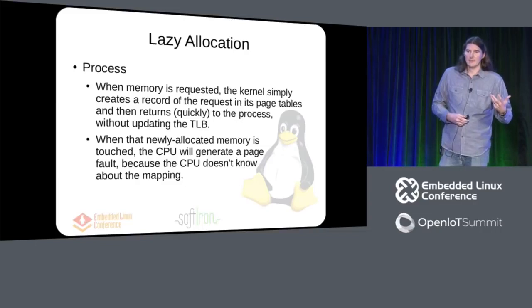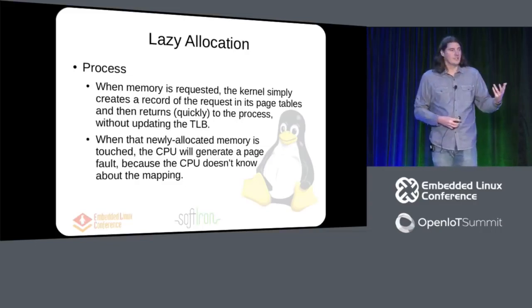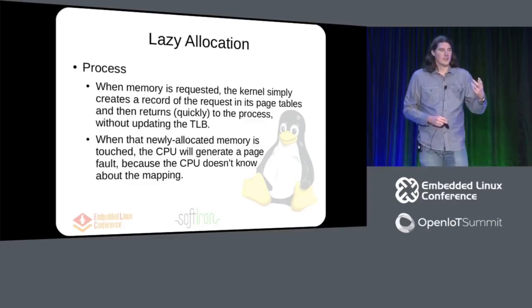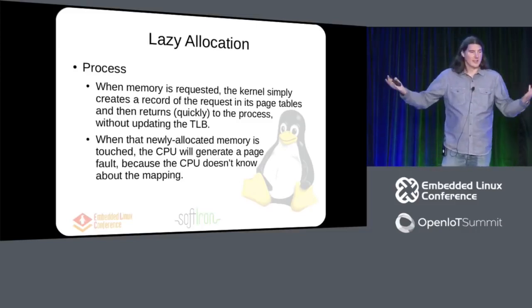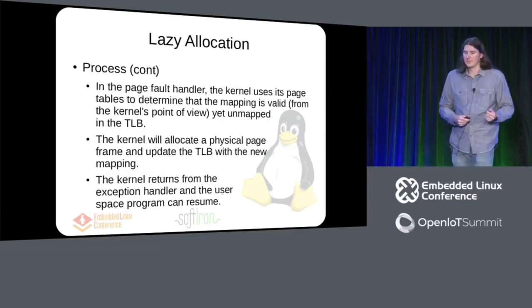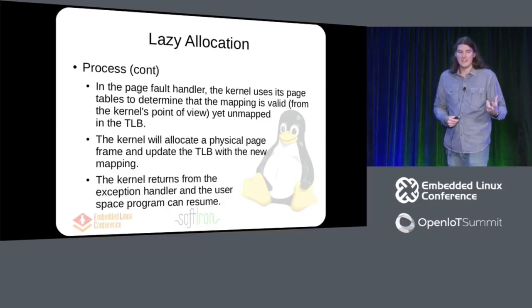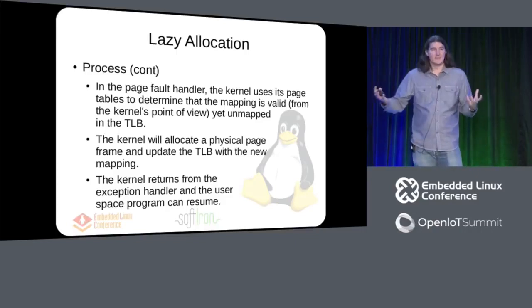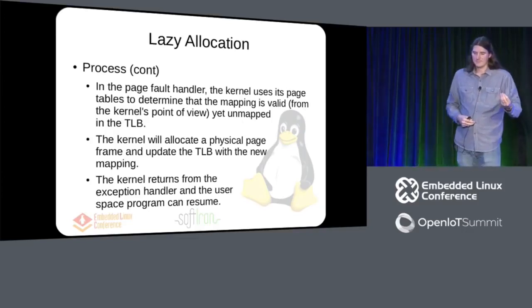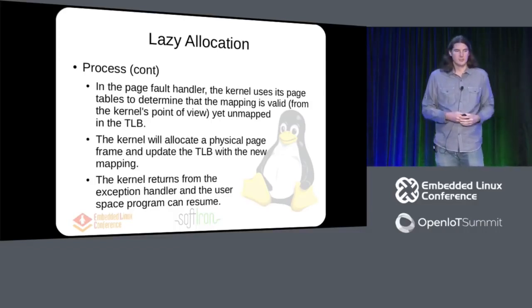When that newly allocated memory is touched, the CPU will generate a page fault, because the CPU doesn't know anything about that virtual address. It doesn't know that the Linux operating system is using lazy allocation. All it knows is that you're touching a piece of virtual memory that's not mapped. So it'll generate a page fault, and then in the page fault handler, the kernel will use its page tables to determine that the mapping is valid, at least from the kernel's point of view. And then it'll allocate a physical frame, update the TLB by creating a TLB entry with the new mapping, and then return to the user space program.